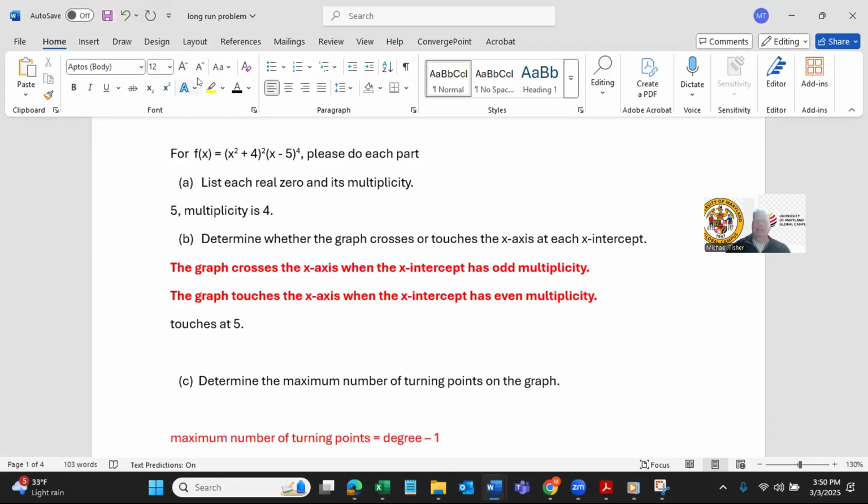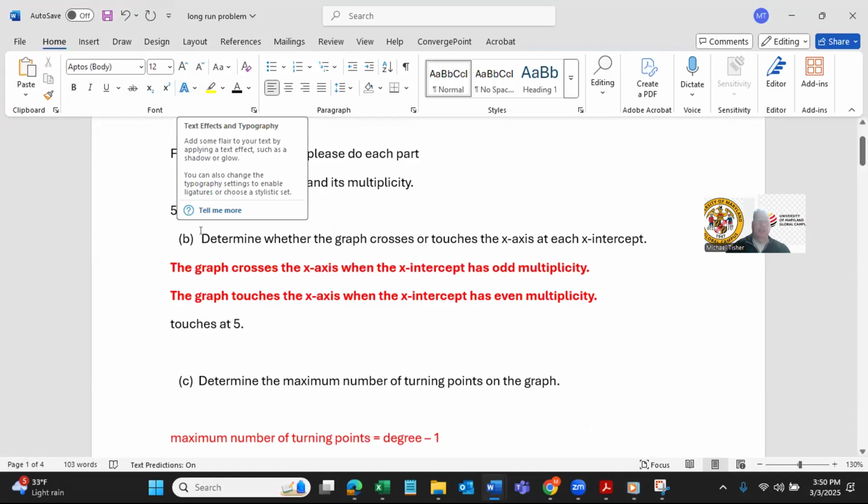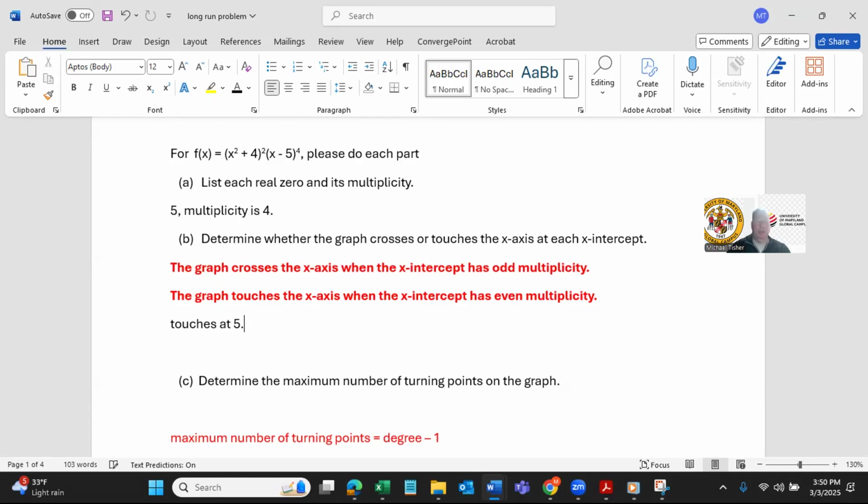Now, how do we mathematically know whether it crosses or touches? Well, here's some information right here. The graph crosses the x-axis when the x-intercept has odd multiplicity, and the graph touches the x-axis when the x-intercept has even multiplicity. Here we know that the multiplicity is 4, and 4 is even, and so that's why it touches rather than crosses. So we can go on and say touches at 5 because the multiplicity is 4, and 4 is even.